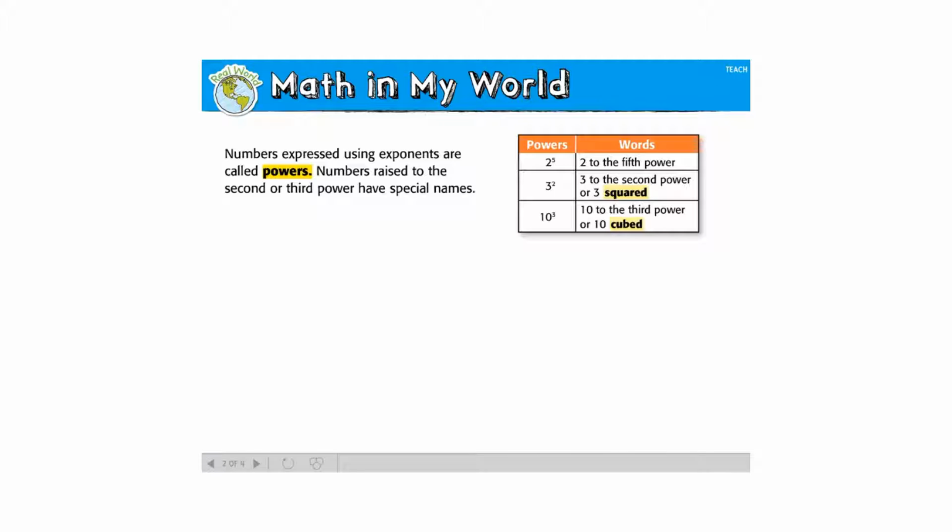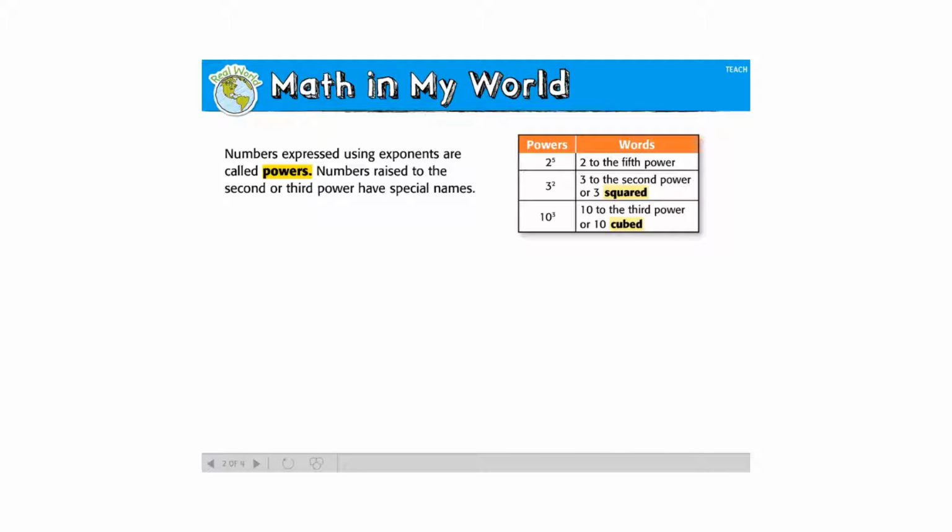So this part says that this is your vocabulary part. We've already talked about these. Numbers expressed using exponents are called powers. So that's why we would say 2 to the power of 5. So we call them a power. Numbers that are raised to the second or third power have special names, as Nolan shared with us earlier.